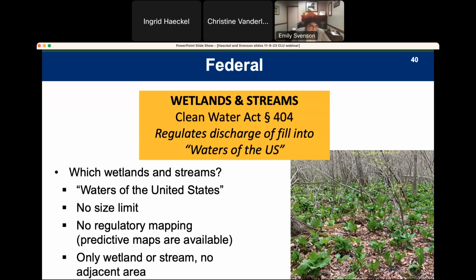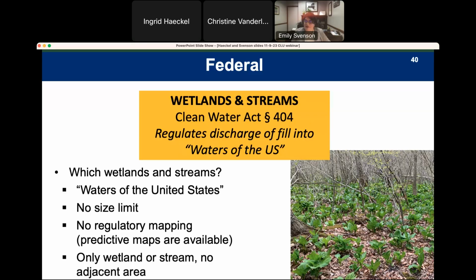The Clean Water Act is based on the Federal Commerce Clause. So you can kind of picture a web of waterways, starting with navigable rivers and then branching out to streams and then wetlands that are adjacent to those streams. That's what's going to be regulated. It's not going to be anything that's isolated, because it's based on this idea of interstate commerce.